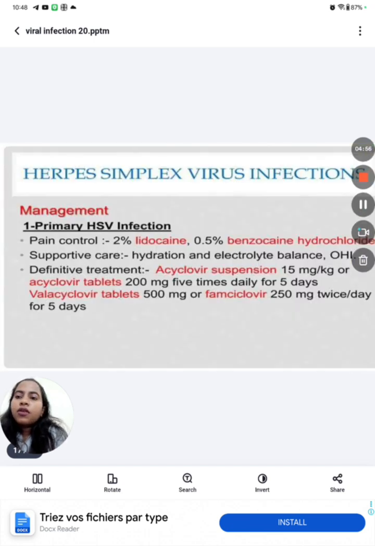Management: pain control, supportive care, and definitive treatment. For pain control, we can give lidocaine, and for the treatment side, we can give acyclovir. And hydration is needed.